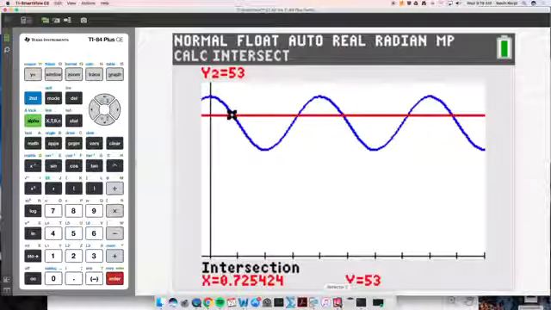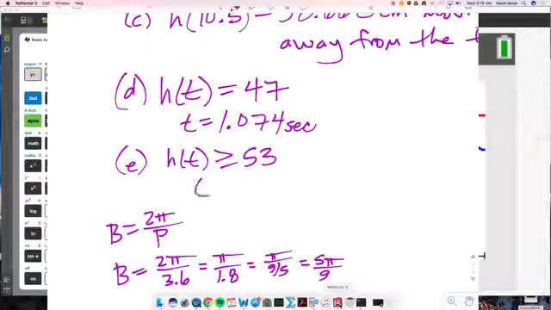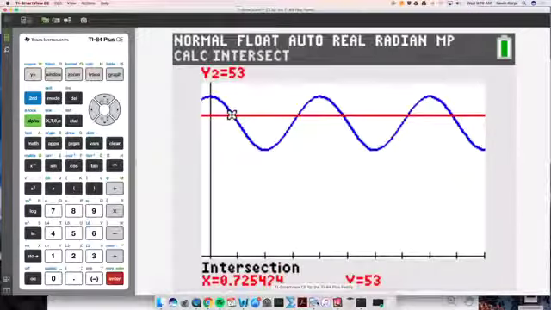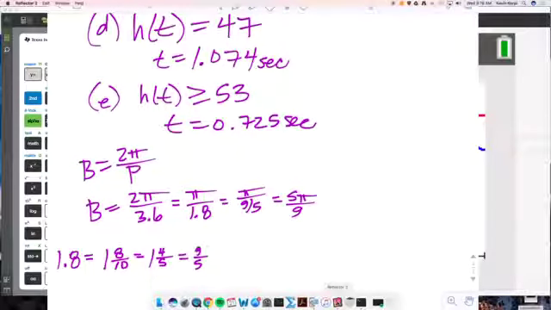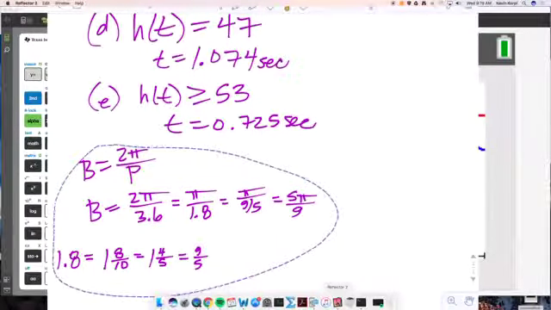So now on my paper, I'm going to write t equals... Dang, I have a bad short-term memory. What was it? 0.725. So I do want you to write that down, seconds. And now we're going to do something with it. Let me shrink all that down.